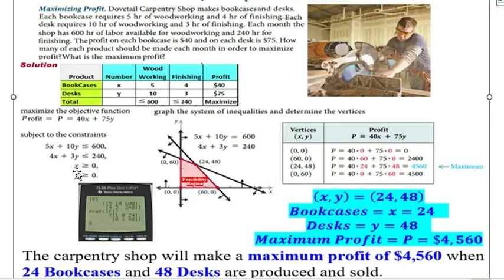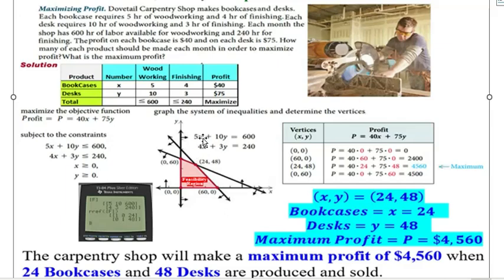So first, x has to be equal to or greater than 0, that means above the x-axis. Y has to be greater than or equal to 0, that means to the right of the y-axis. Then we have to take 5x plus 10y equals 600 and graph a line. Then 4x plus 3y equals 240 and graph the other line.